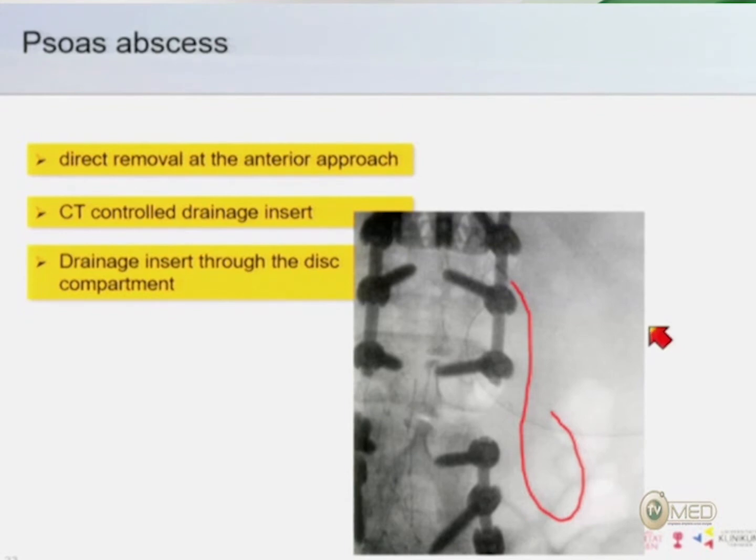You can treat them conservatively if they are only 2 or 3 centimeters, but I think the larger ones should be addressed.